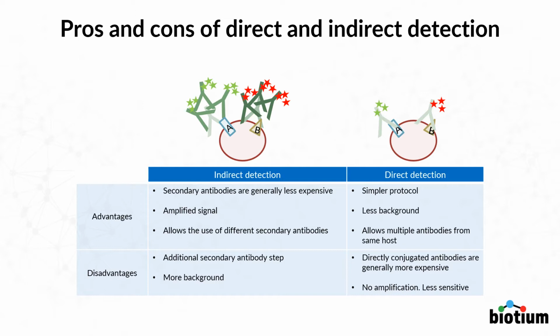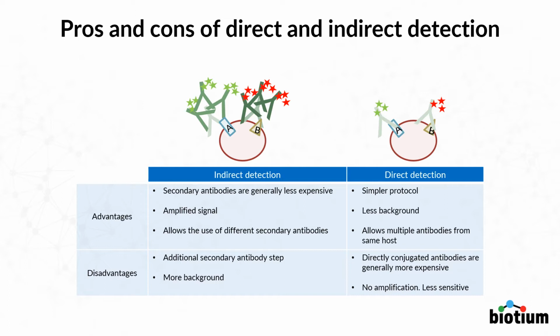host species. But there are some disadvantages in that the protocols are a little bit longer because you have to add a secondary antibody incubation step, and they tend to have more background than direct detection. This is because there's some cross-reactivity of species when using secondary antibodies, and they may potentially pick up any endogenous immunoglobulins that are present in your sample.